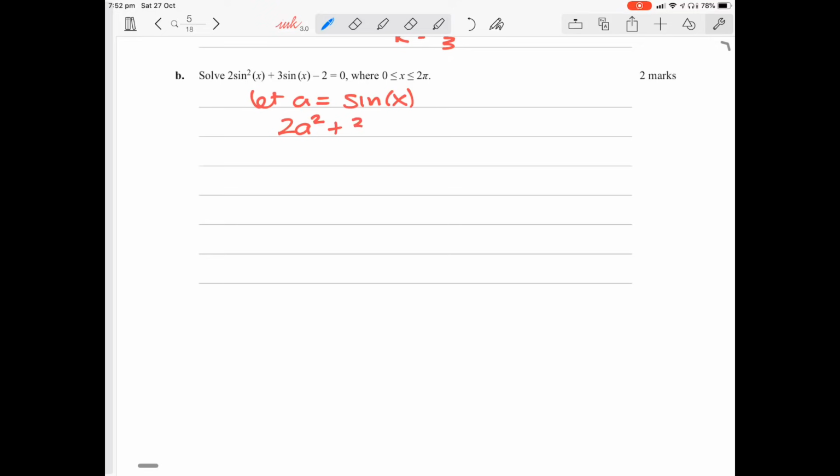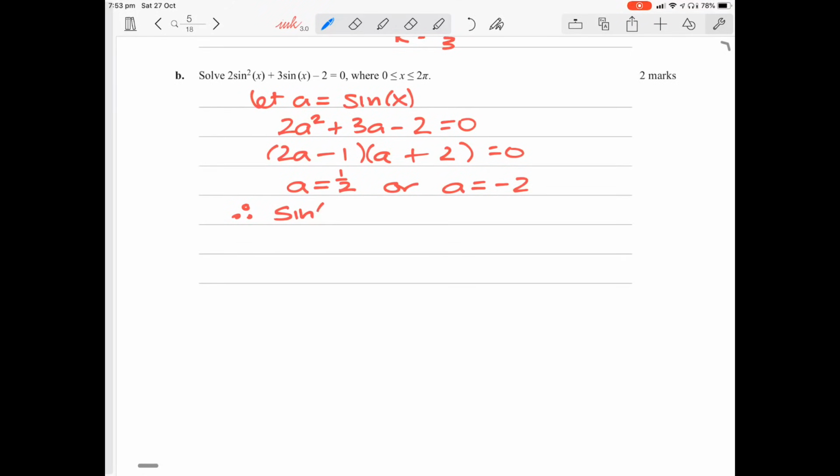2a squared plus 3a minus 2 is 0. 2a, a. We want to end up with a 3 in the middle. Plus 3. So plus 2 minus 1 is 4. So a equals 1/2, or a equals negative 2. Therefore, sine x is equal to 1/2. Sine x is equal to negative 2.